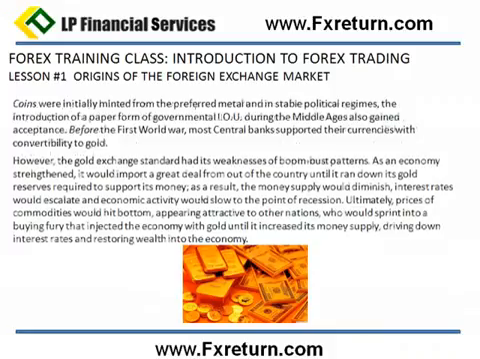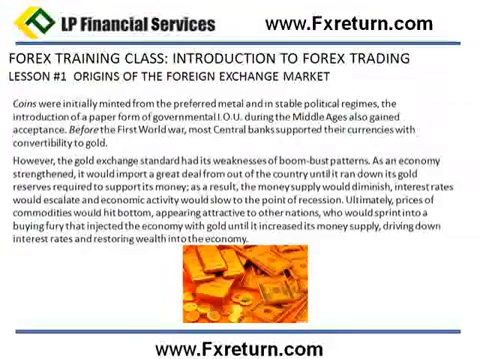Coins were initially minted from the preferred metal, and in stable political regimes, the introduction of a paper form of governmental IOU during the Middle Ages also gained acceptance. Before the First World War, most central banks supported their currencies with convertibility to gold. However, the gold exchange standard had its weaknesses of boom and bust patterns. As an economy strengthened, it would import a great deal from out of the country until it ran down its gold reserves required to support its money.